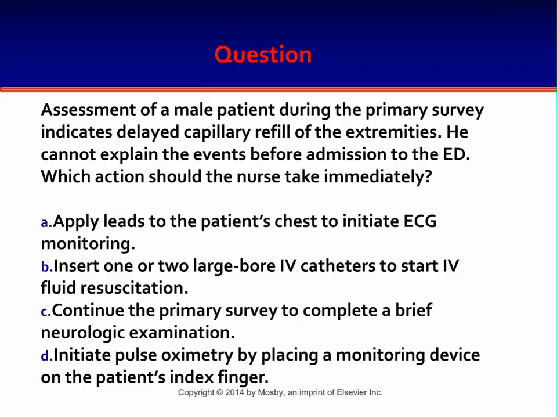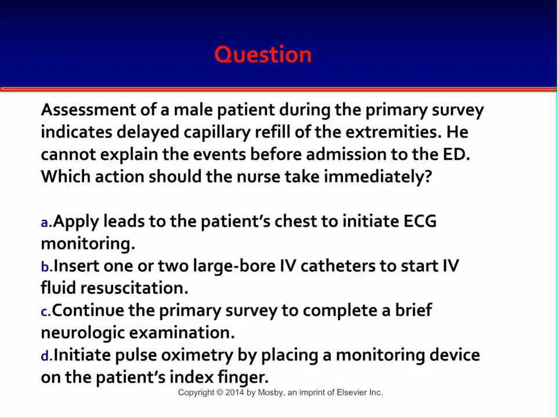Assessment of a male patient during a primary survey indicates delayed capillary refill of the extremities. He can't explain the events before admission to the emergency department. Which action should the nurse take immediately? A: Apply leads to the patient's chest to initiate ECG monitoring. B: Insert 1 or 2 large bore IV catheters to start IV fluid resuscitation. C: Continue the primary survey to complete a brief neurologic exam. D: Initiate pulse oximetry by placing a monitoring device on the patient's index finger. The correct answer would be D.